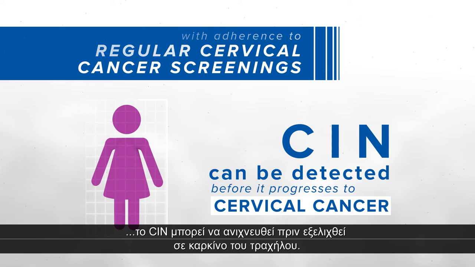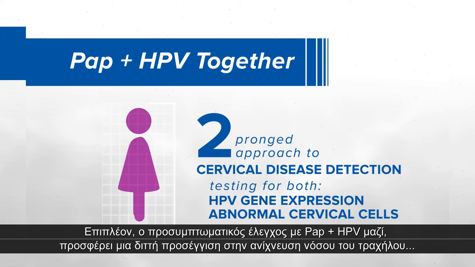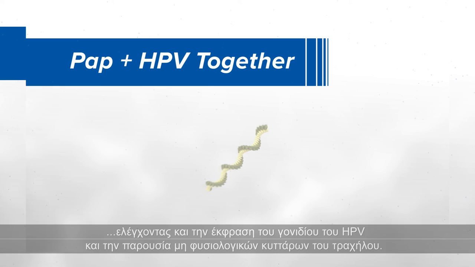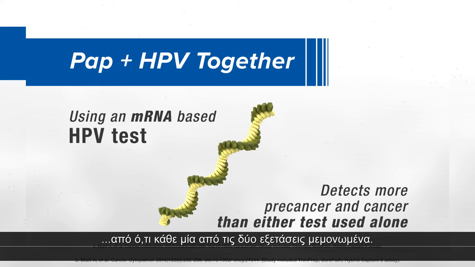Furthermore, screening with Pap plus HPV together provides a two-pronged approach to detection of cervical disease by testing for both HPV gene expression and the presence of abnormal cervical cells. Screening with Pap plus HPV together detects more precancer and cancer than either test used alone.